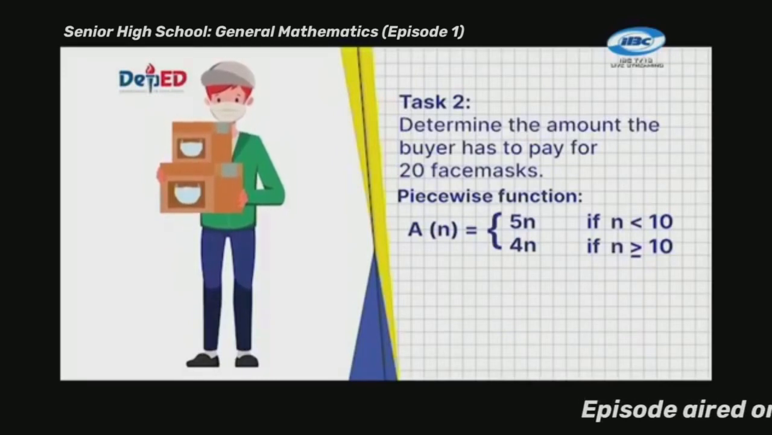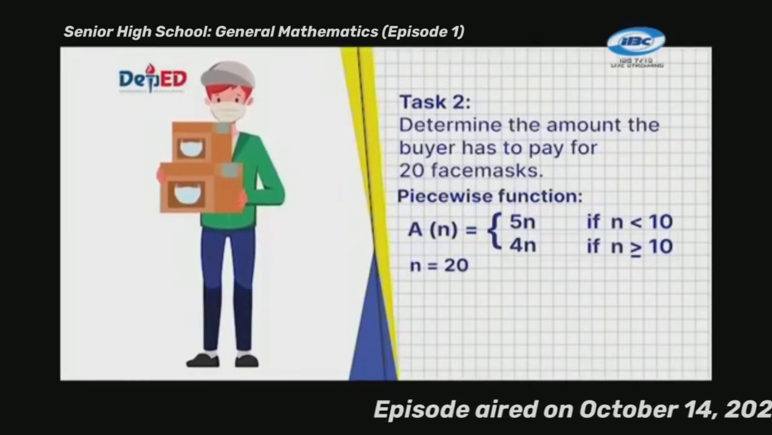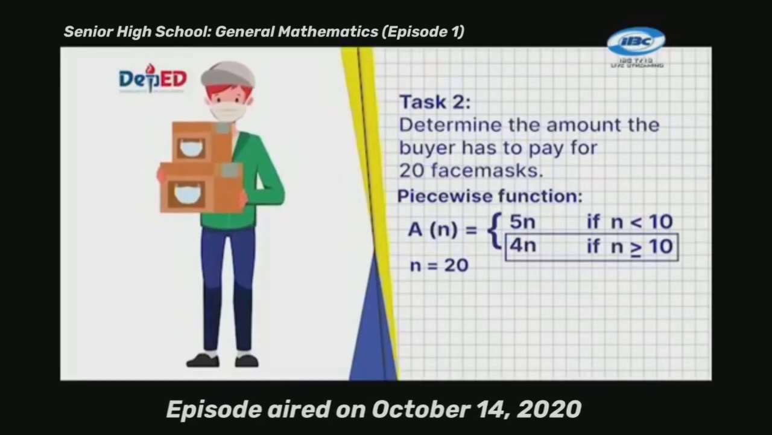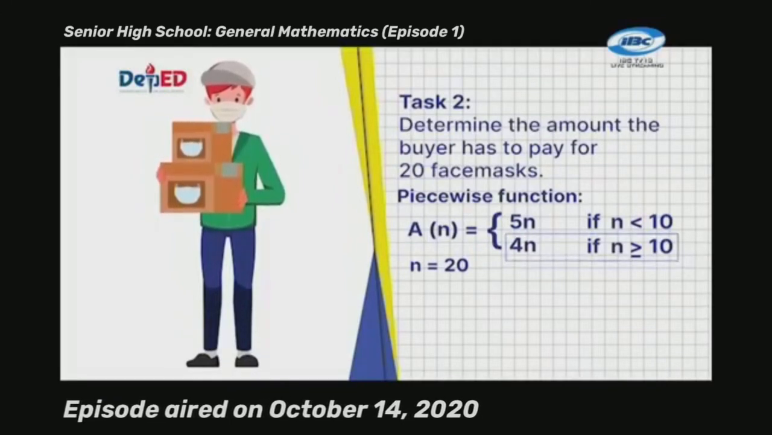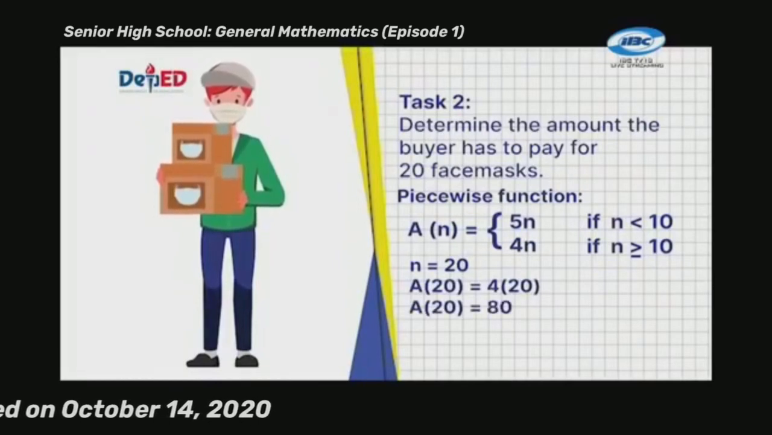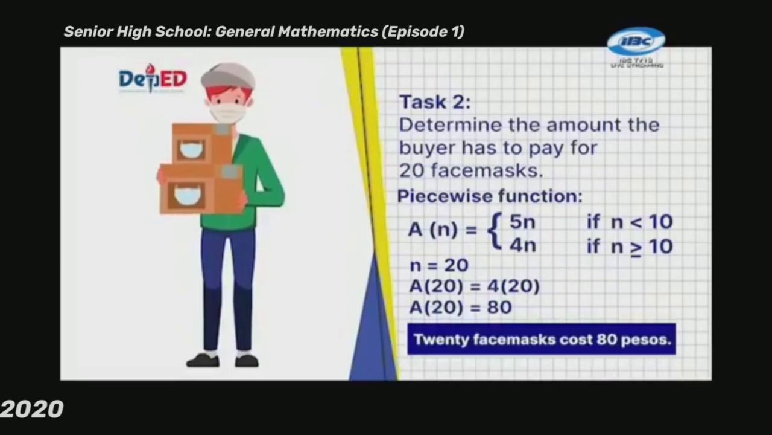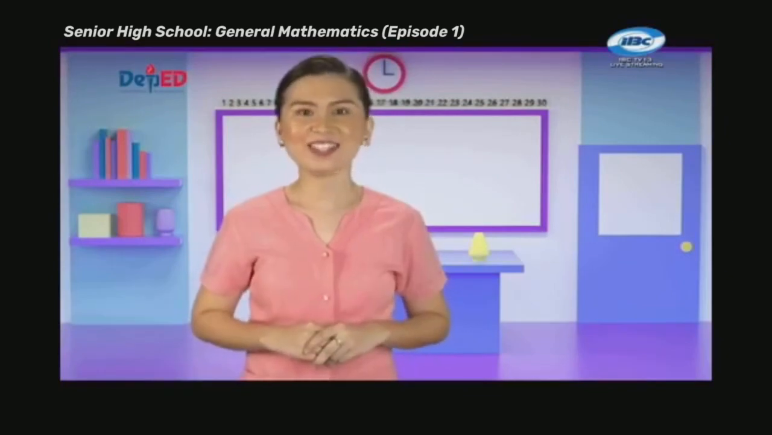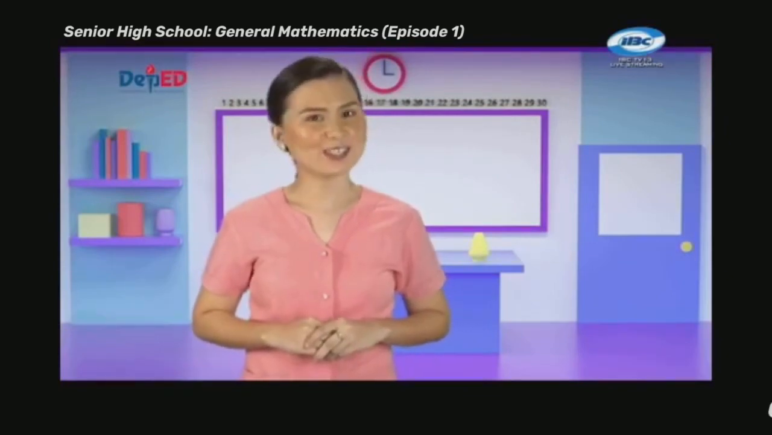We take n equals 20 as our input. We take 4n for our process since 20 is greater than 10. Thus, we will have A of 20 equals 4 times 20. And 4 times 20 is 80. 20 face masks cost 80 pesos, which is our output. Were you able to follow? You did pretty well. You are a certified math-motivated.